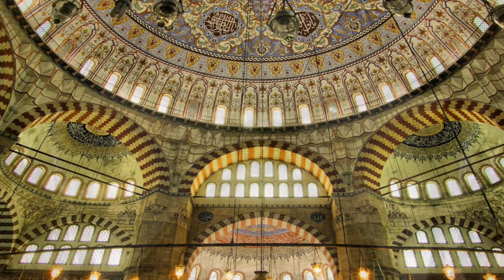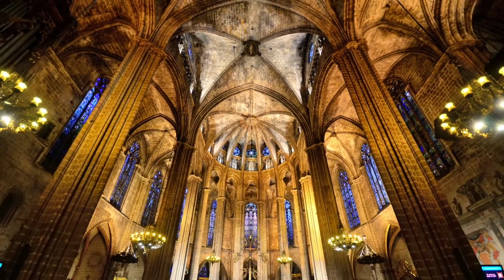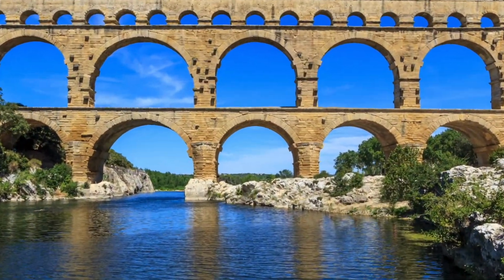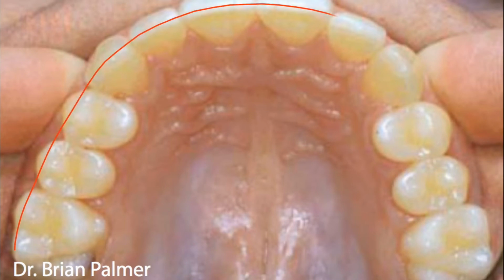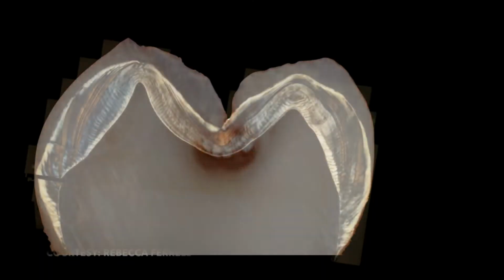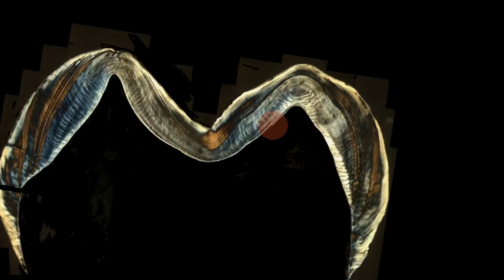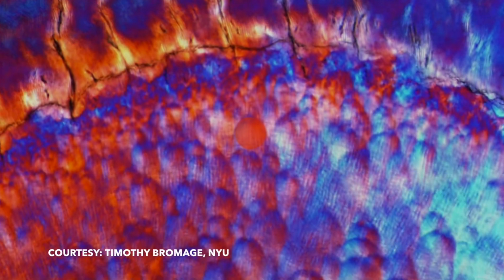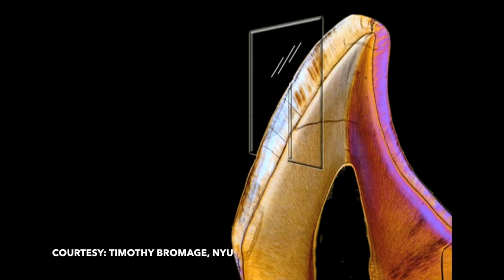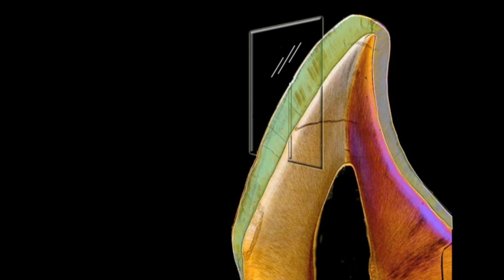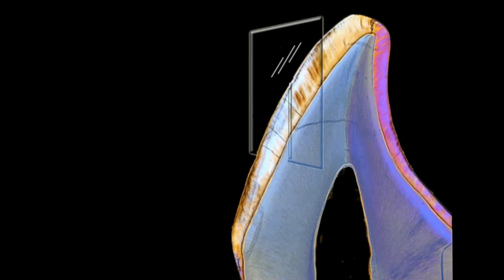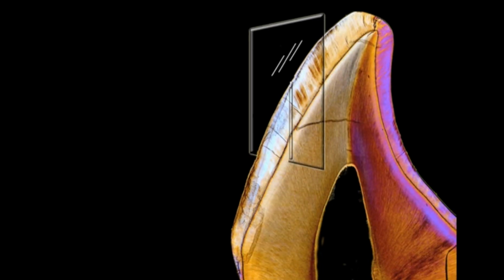uses a hierarchy of arches when he builds monuments to last centuries, such as these. From the macroscopic to the microscopic, human teeth are structured in a hierarchy of arches. Looking at a cross-section of this tooth, you can see the surface of enamel highlighted in green, and also its underlying dentin layer, highlighted in blue, all hold true to this hierarchy.